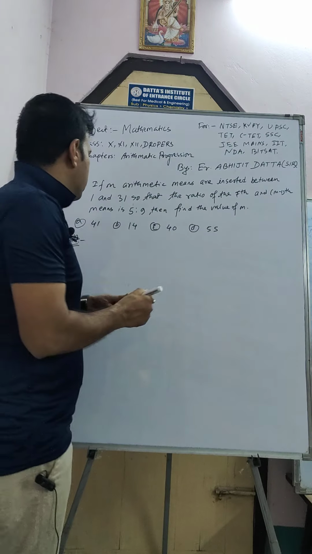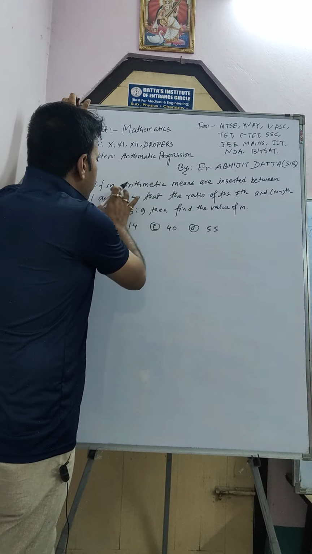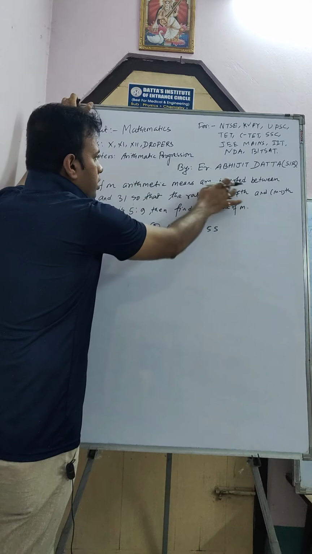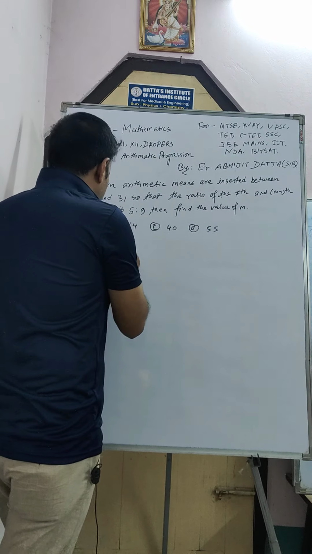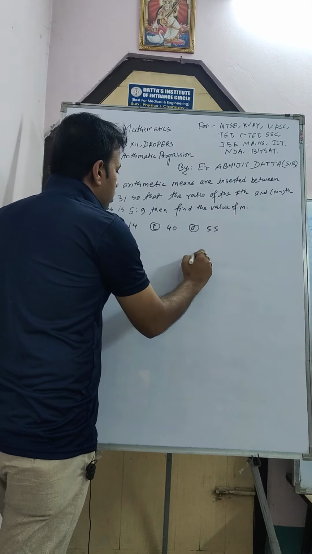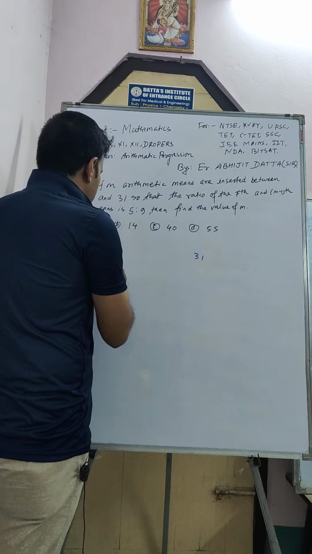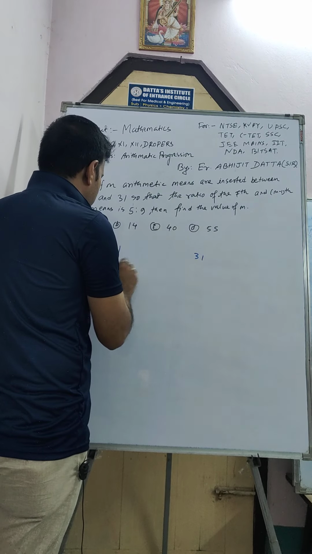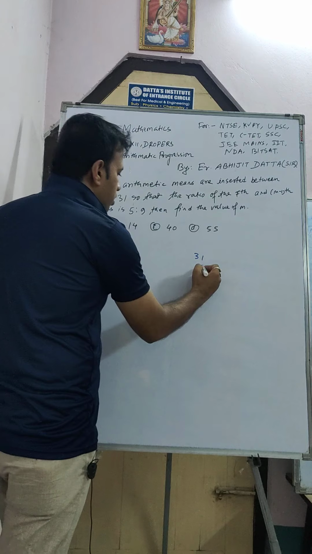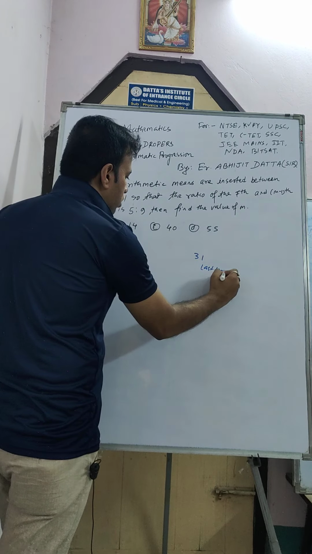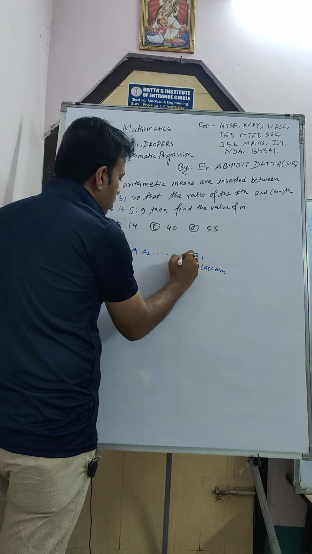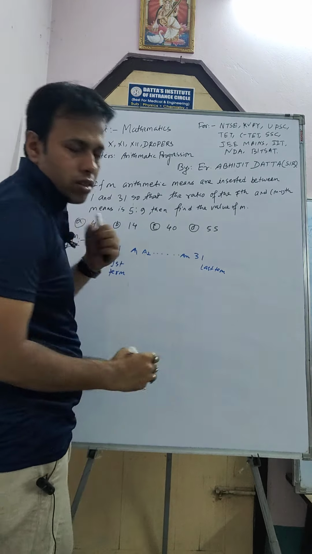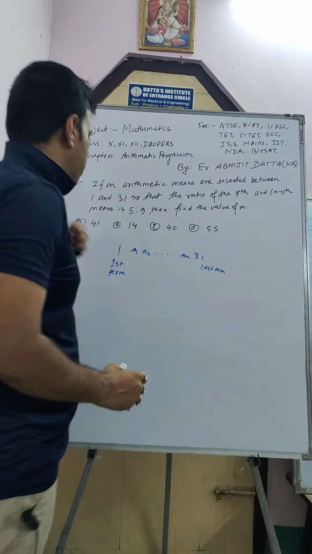Okay. So this topic is from the arithmetic mean portion. What is given here? If m arithmetic means are inserted between 1 and 31, this one is 1, and this one is 31. This one is the first term, and this one is the last term. So we have to insert here m arithmetic means.